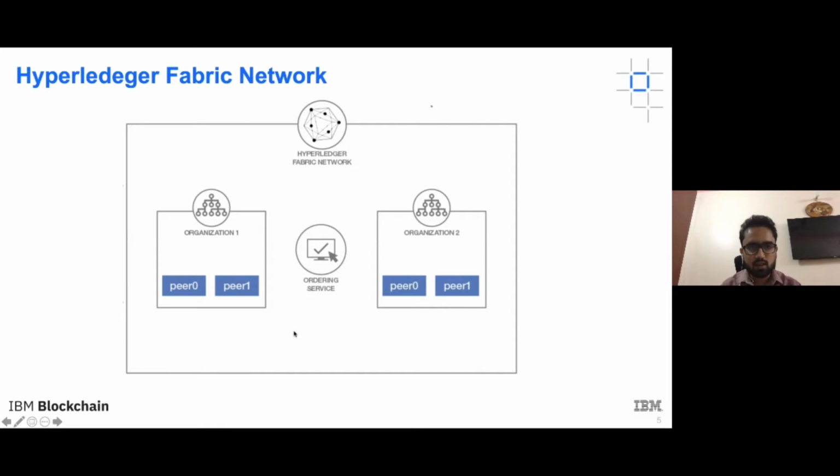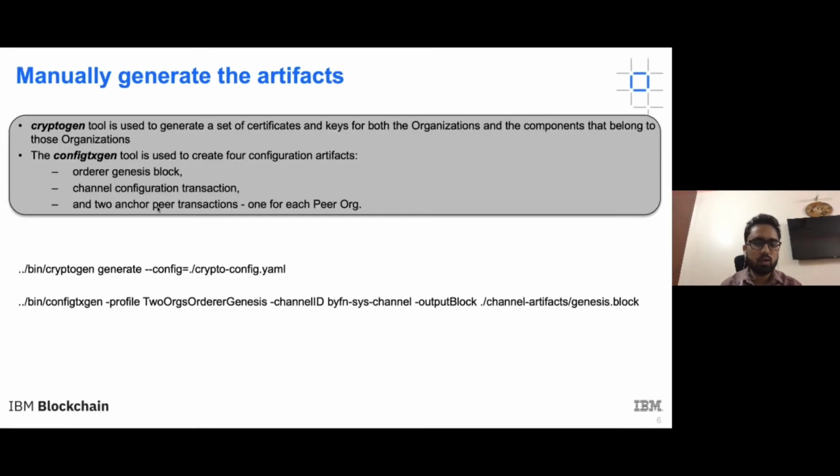So this is our basic Fabric network that we are trying to deploy. There are two organizations, organization 1 and organization 2, and each organization has two peers, peer 0 and peer 1, and there is an ordering service, and all these things come together to create a Hyperledger Fabric network. So the first step is to generate these certificates and config transactions.